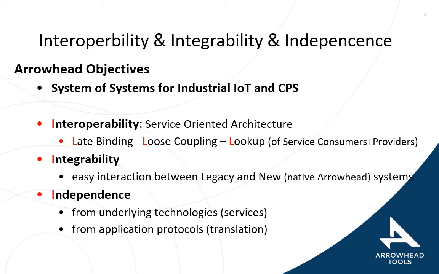The 3 main principles of Arrowhead are these. The system of systems architecture of Arrowhead for industrial IoT and cyber-physical systems is really reached by interoperability, integrability, and independence of these systems within the system of systems.